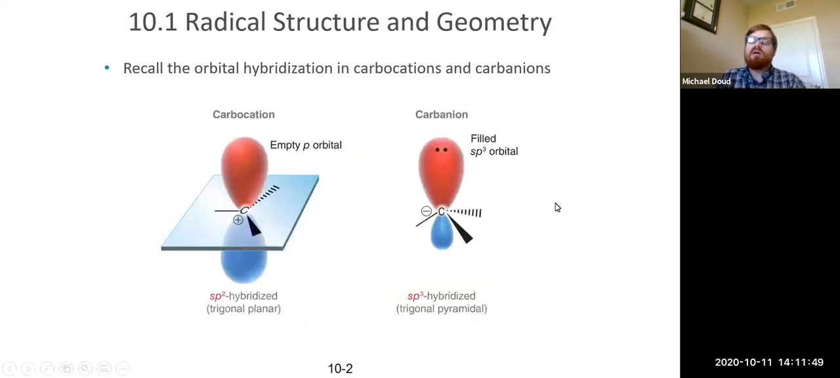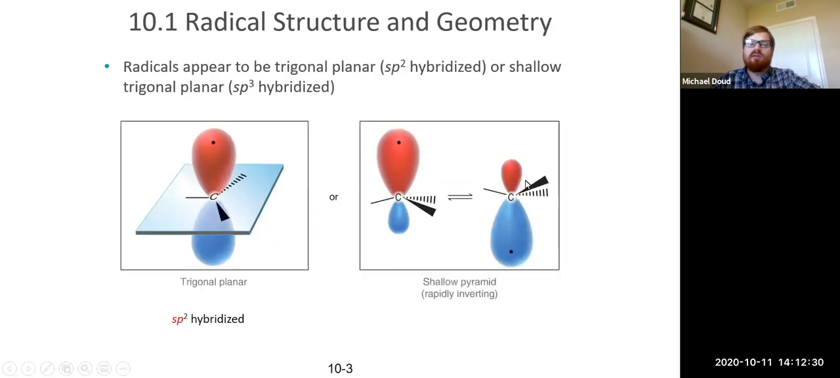Okay, so radicals, of course, have their own structures that we need to keep in mind. So just briefly, it's an important time to review carbocation and carbanion structures as well. Carbocations occupy empty p orbitals, and the carbons that have these empty p orbitals are sp2 hybridized. They're trigonal planar. Whereas carbanions are going to be in a filled orbital, generally an sp3 orbital, just generally speaking. And so these are sp3 hybridized, and so they fill this hybrid orbital here. So just keep in mind that it's a little bit different.